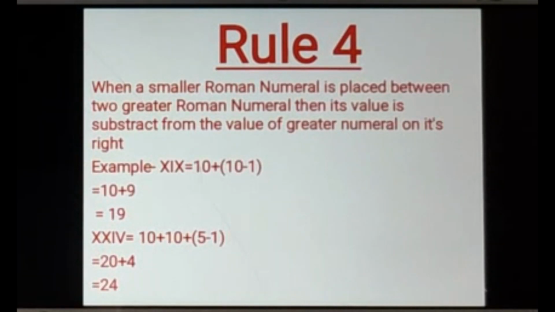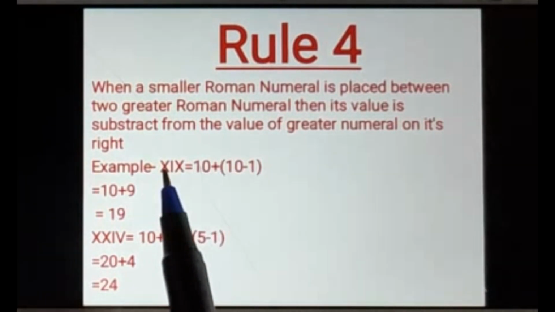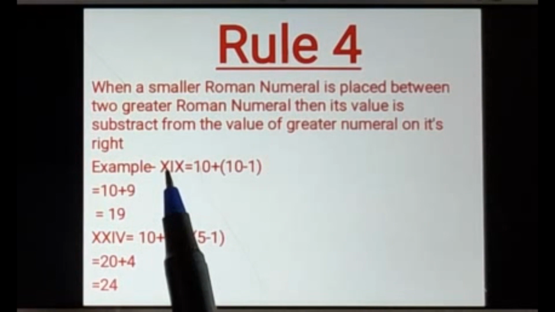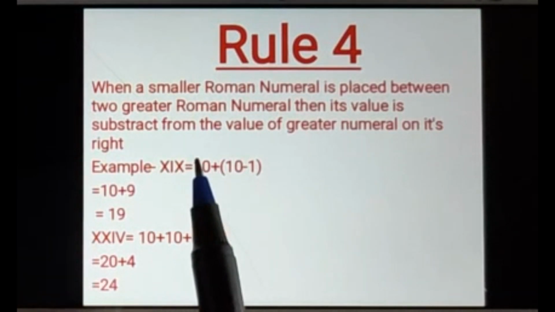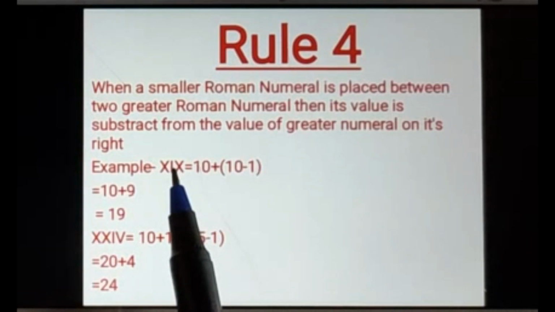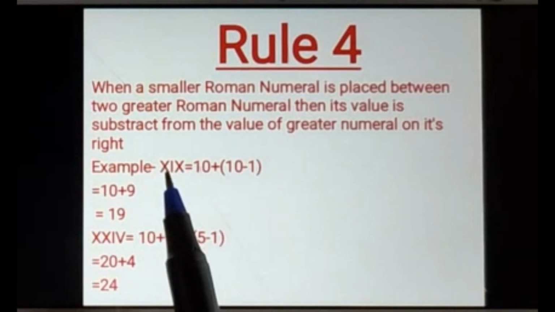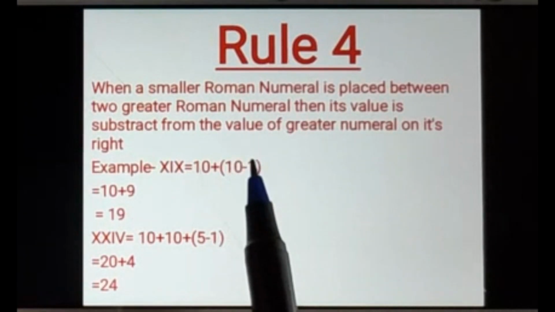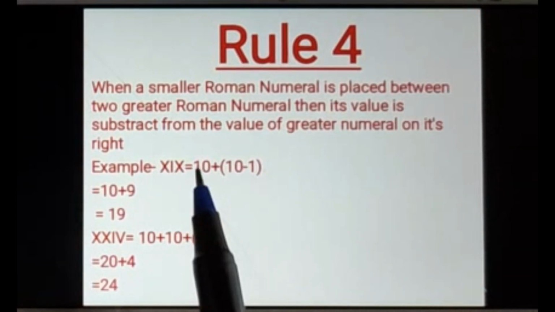Next rule is rule number 4. It states that when a smaller Roman numeral is placed between two greater Roman numerals, then its value is subtracted from the value of the greater numeral on its right. XIX is equal to 10 plus 10 minus 1, meaning I is on the left hand side of this greater numeral, that is X. I is in the center, so X is 10, plus then 10 minus 1. This is where we are going to subtract. Alright, so this is rule number 4.